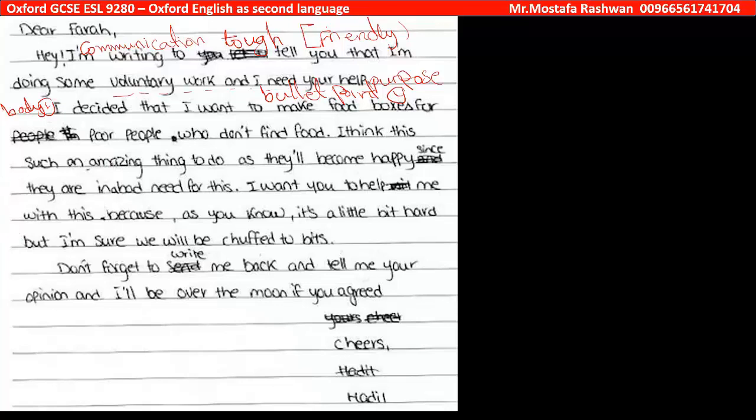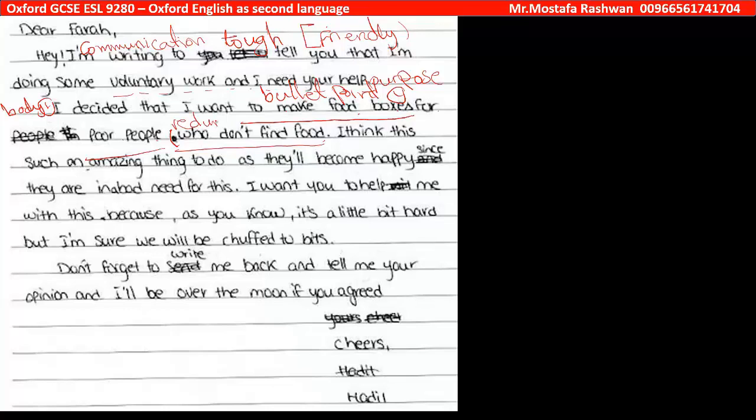Let's see. I decided that I want to make food boxes. Look at this expression, make food boxes for poor people. As you see here, ideas are not really clear, and the level of language is really childish. Make food boxes for poor people. He can use various expressions rather than saying make food boxes for the poor people. And here he said, who don't find food.